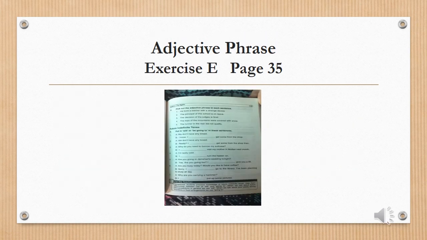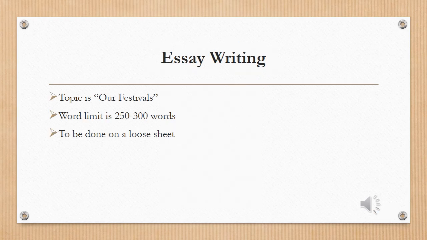Now let's do a quick exercise where you have to identify the adjective phrase very carefully. In your next task, you are going to write an essay on the topic Our Festivals in 250 to 300 words. It is to be done on a loose sheet. Before you plan to write this essay, do watch the week 2 tutorial again for essay guidelines.